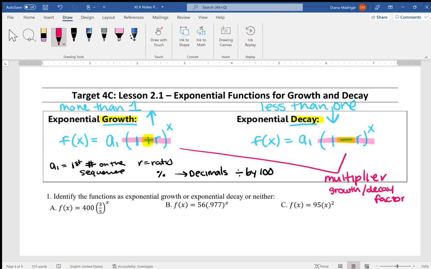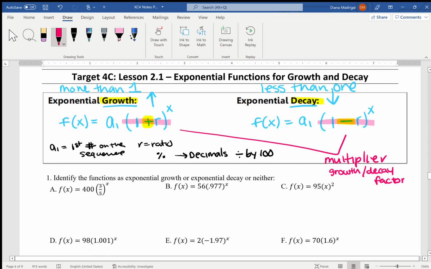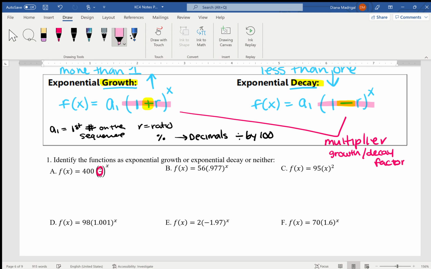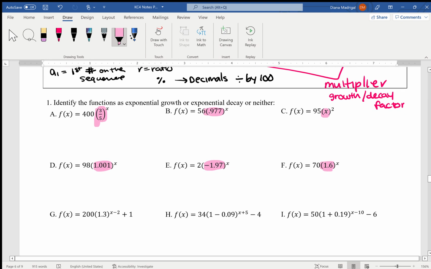All right, the first few questions, question 1 from 1a to 1i. All you need to do is tell me if it's going to be decay, growth, or neither. So I'm talking about question number 1. Identify the functions as exponential growth or exponential decay or neither, and again, growth or decay factor. All you're going to be paying attention to is the number inside the parentheses, because that's what's going to tell you if it's growth, decay, or neither.